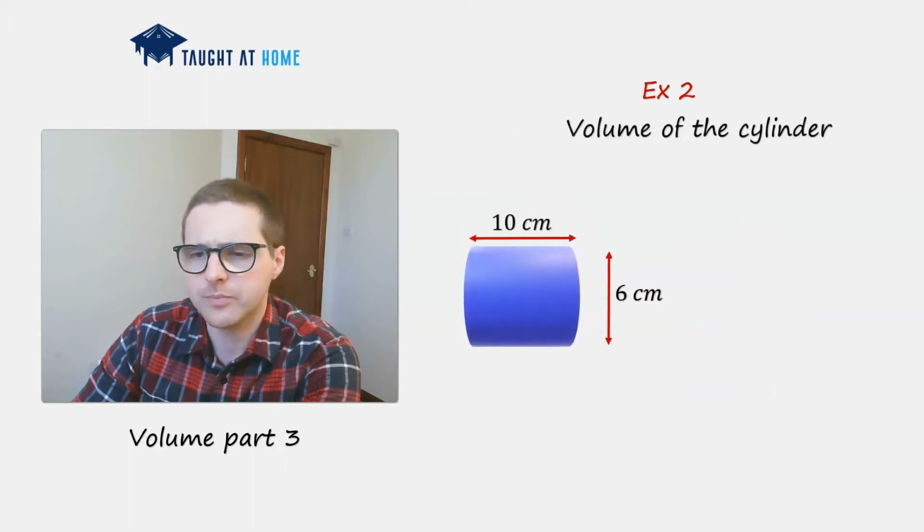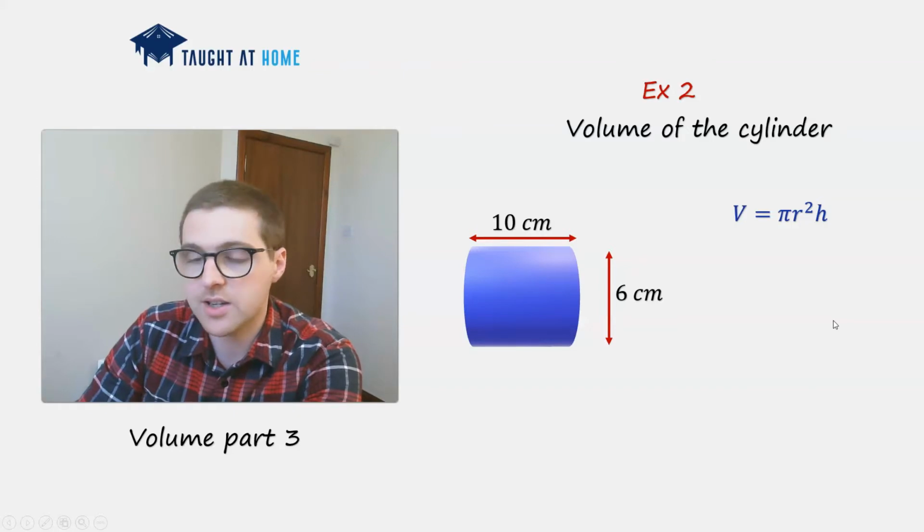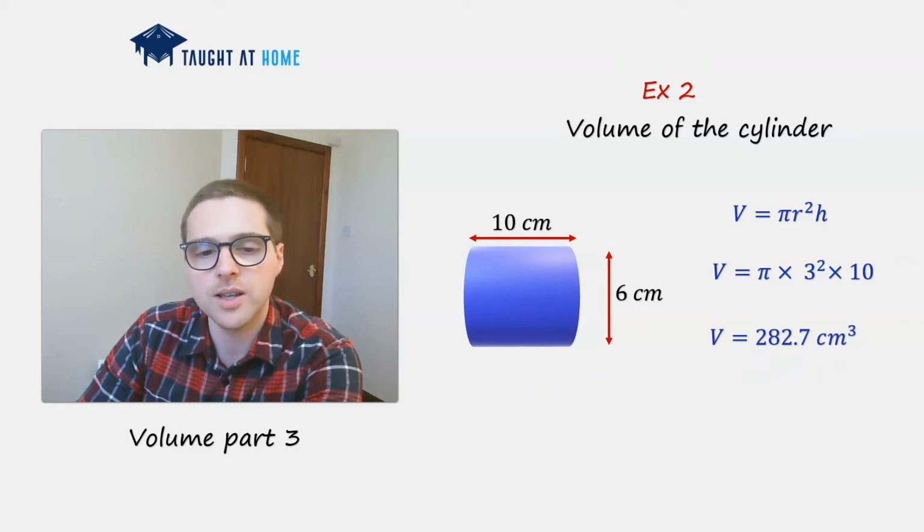How about the cylinder? Well, the volume formula for the cylinder is the area of the surface, which is pi r squared, as it's a circular surface area, times the height, or in this case the length, where height is 10 centimeters and the radius again is 3 centimeters. So we put this into our calculator and we get 282.7 cubic centimeters.